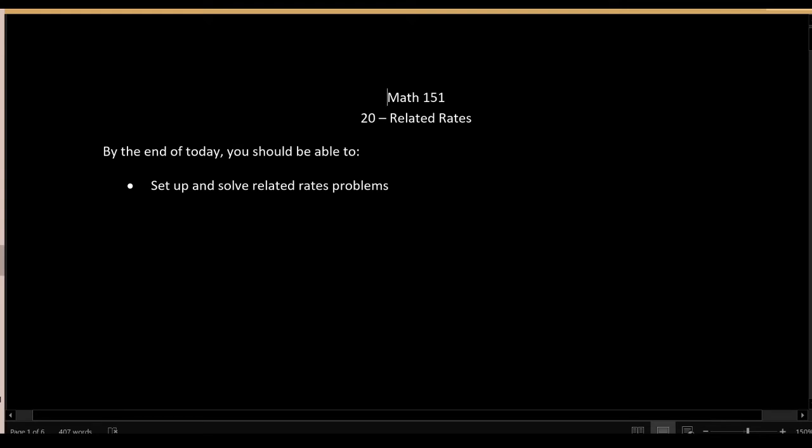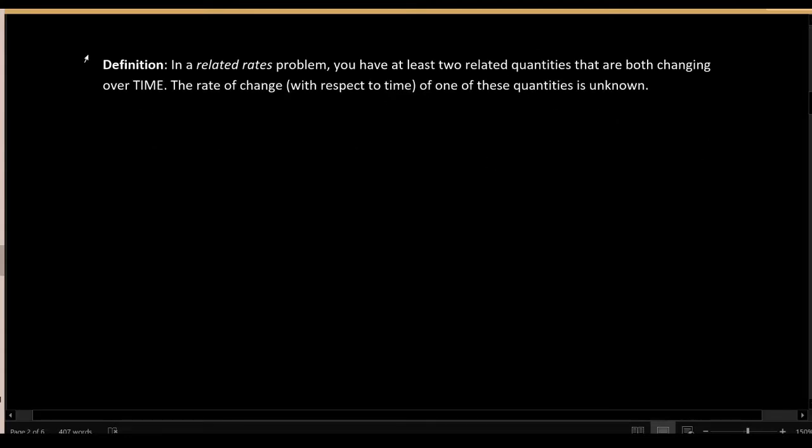Today we're going to talk about related rates. I love this section. These questions have always been so much fun to me since I first studied calculus. So we're going to practice setting up and solving a particular kind of applied calculus problem, which is called a related rates problem. What exactly do we mean when we say a related rates problem?